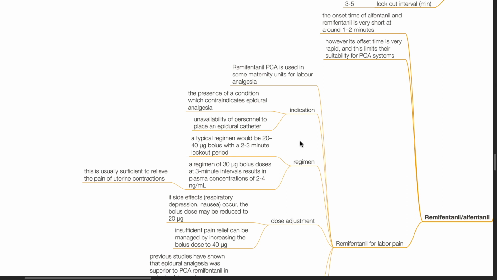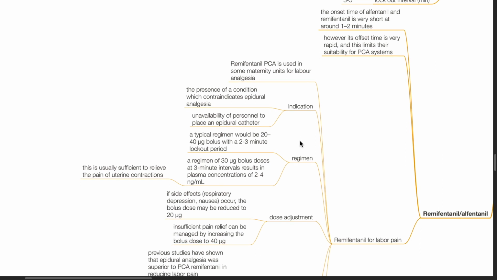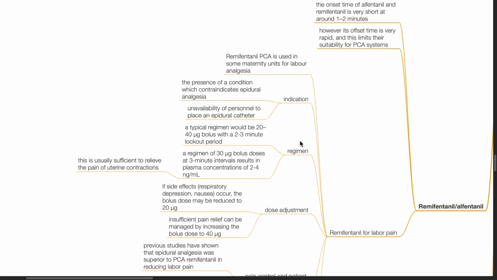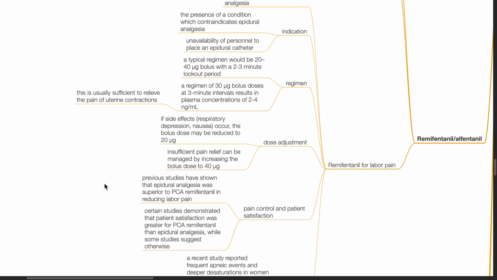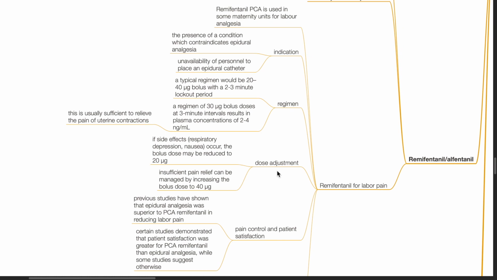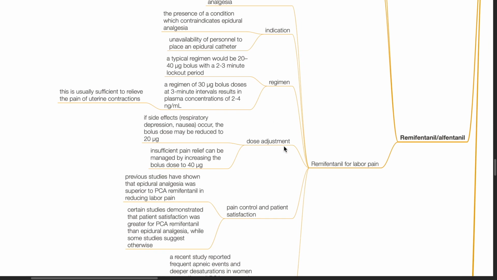Regimens. A typical regimen would be 20 to 40 mcg bolus with a 2 to 3 minute lockout period. A regimen of 30 mcg bolus doses at 3-minute intervals results in a plasma concentration of 2 to 4 nanograms per ml. This is usually sufficient to relieve the pain of uterine contractions. Dose adjustments. If side effects such as respiratory depression and nausea occur, the bolus dose may be reduced to 20 mcg. If there is insufficient pain relief, the bolus dose can be increased to 40 mcg.